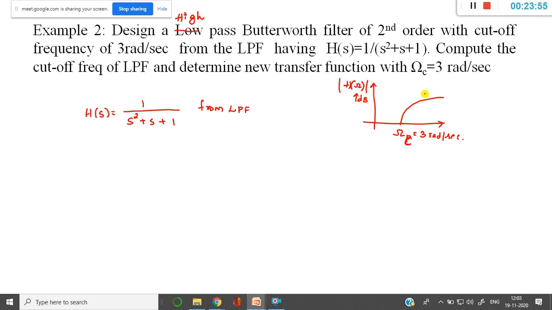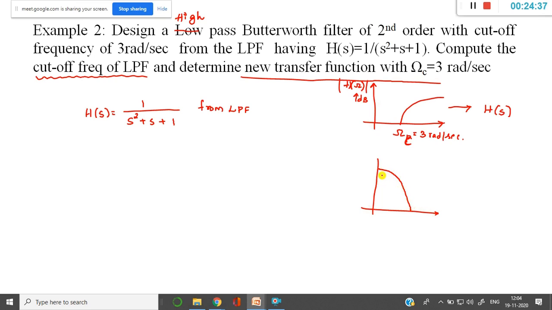What they are trying to say is I need to determine the new transfer function with omega c, which means I need to determine what h of s is for this cutoff frequency. The other point is that I am supposed to find the cutoff frequency of the low pass filter. So there are two important concepts here. Whenever I design a low pass filter, this is my low pass filter and this will be at minus 3 dB here, because the cutoff frequency, as I told you, h of omega will be equal to minus 3 dB when the frequency is exactly equal to the cutoff frequency.